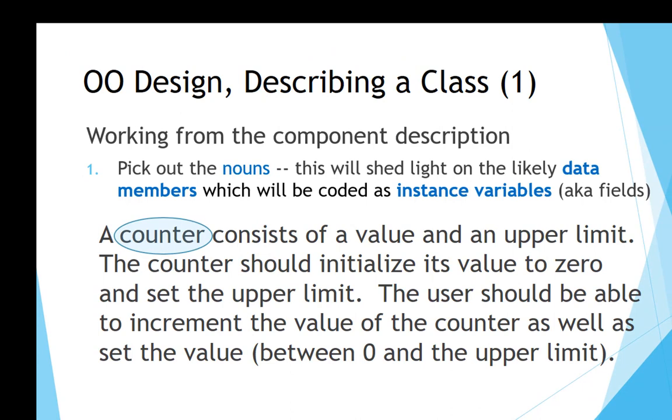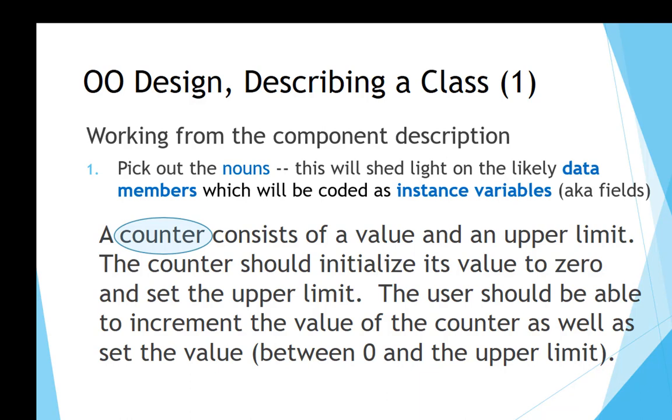Object-oriented design starts from analyzing the specification, working from the description, and picking out the nouns. This will shed light on the likely data members, which will be coded as instance variables, also known as fields. As I read through the narrative, I will mark the unique nouns that we encounter.